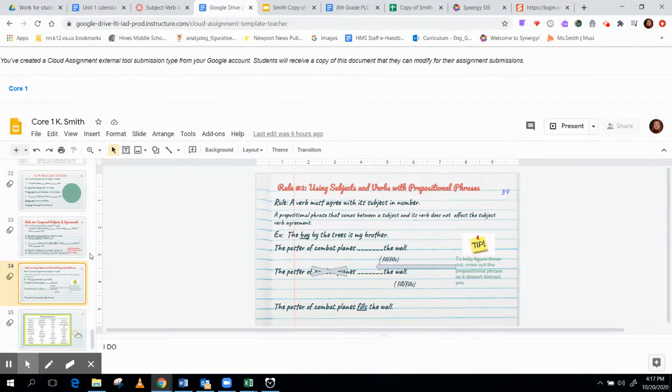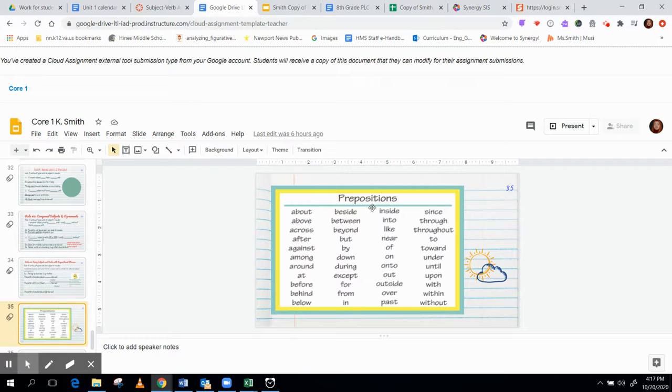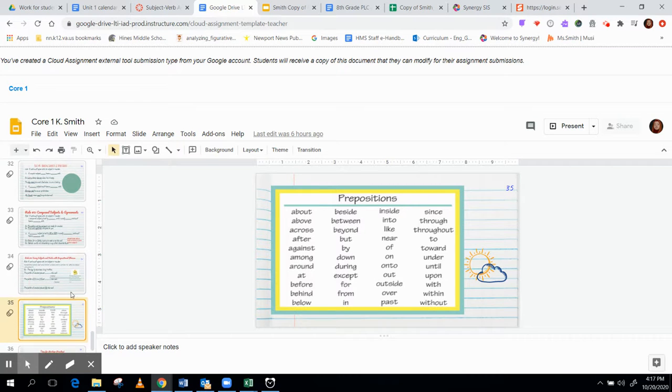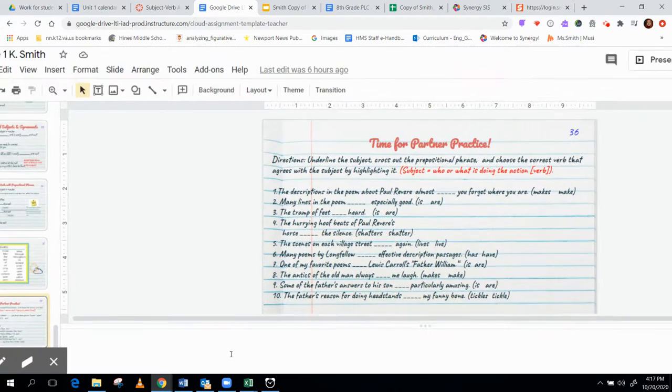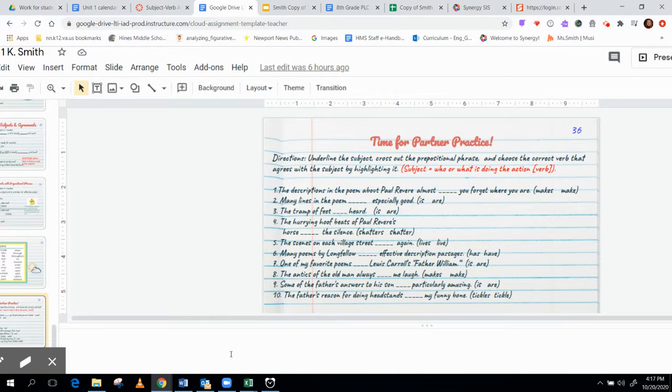On your interactive notebook on slide 35, here is a list of prepositions. These are prepositional words. If a phrase starts with one of these words, it is called a prepositional phrase. Slide 36, you have an activity. You are going to underline the subject, cross out the prepositional phrase, and then highlight the correct verb. So let's do number 1. The descriptions in the poem about Paul Revere almost blank you forget where you are.